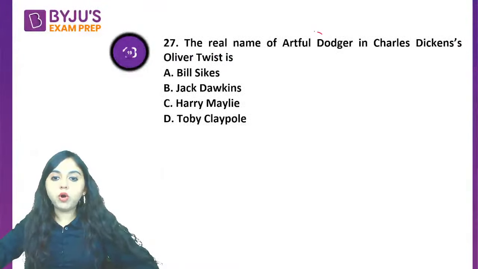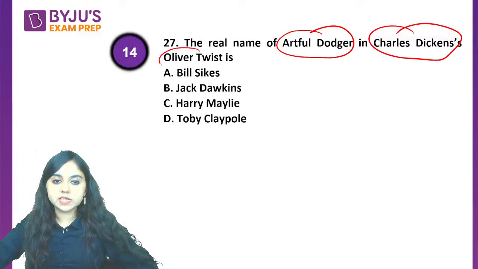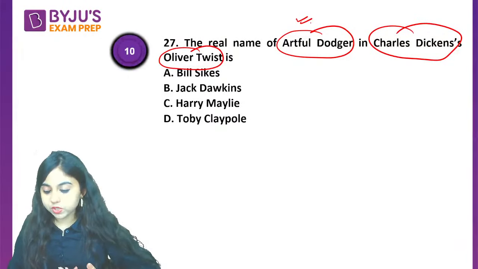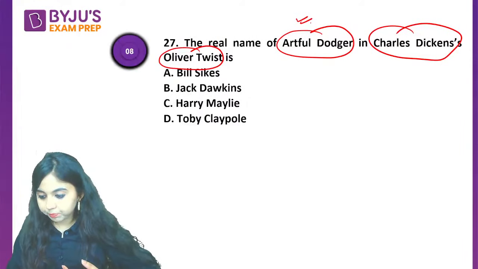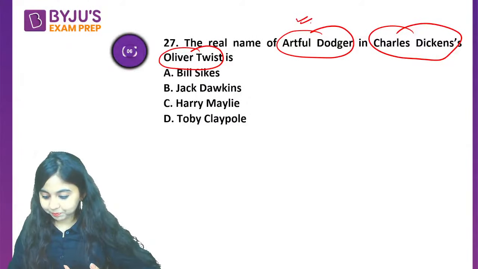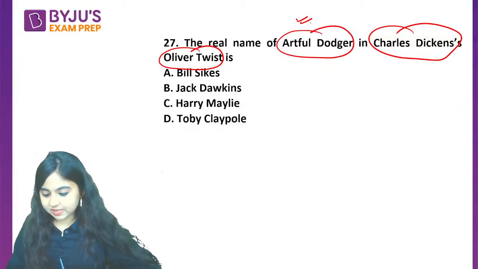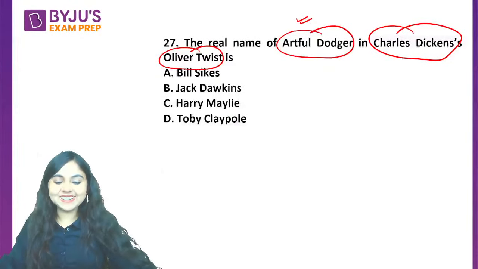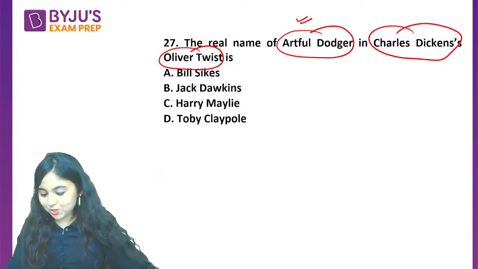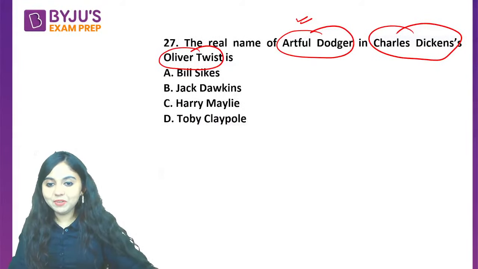Okay, the real name of Artful Dodger in Charles Dickens' Oliver Twist. What is the real name? Let's see how many of you can answer it. The real name of Artful Dodger in Charles Dickens' Oliver Twist. This is a really simple one, not that difficult at all. Everybody should be getting the right answer so far.